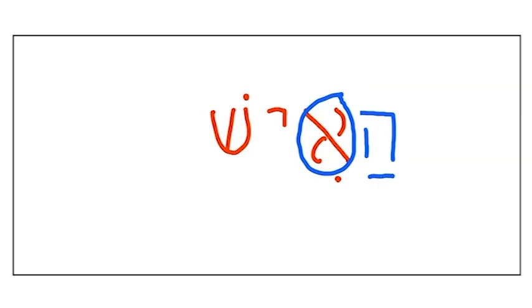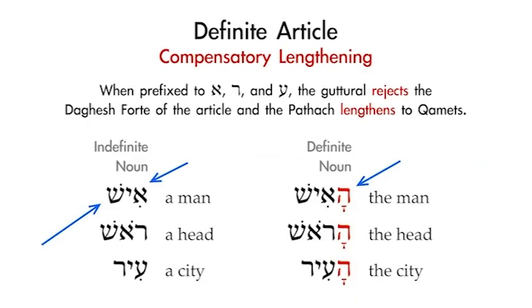When the aleph rejects the Dagesh Forte, the short a vowel pathach will then lengthen to qamets, and that is compensatory lengthening. The rejection of the Dagesh Forte causes the short a vowel to lengthen to the long a vowel qamets. So from pathach to qamets. That is the phenomenon known as compensatory lengthening. Let's go back to the screen.